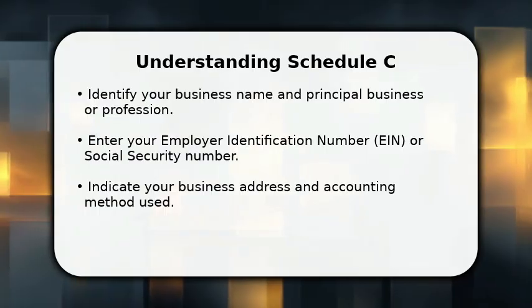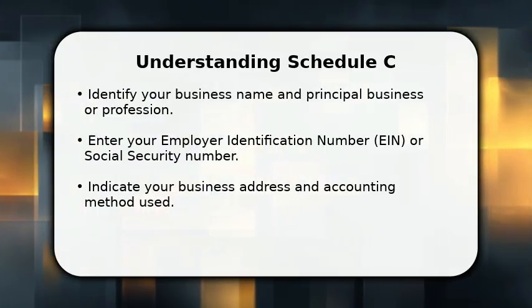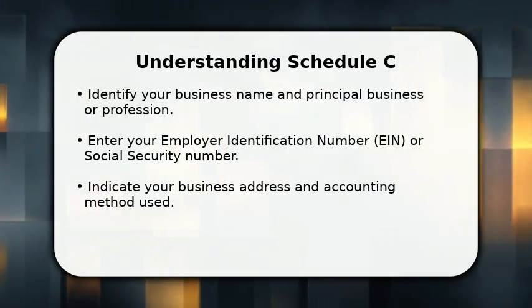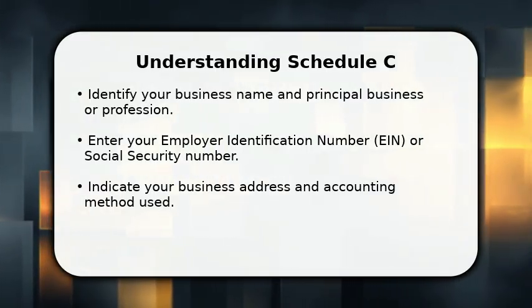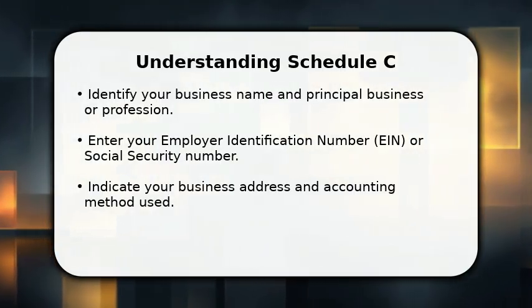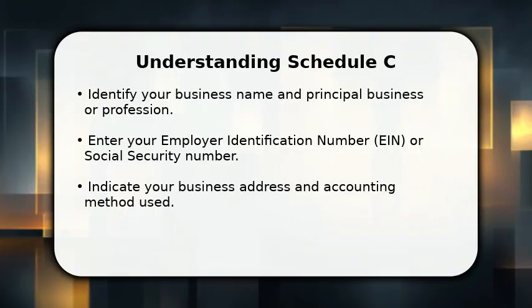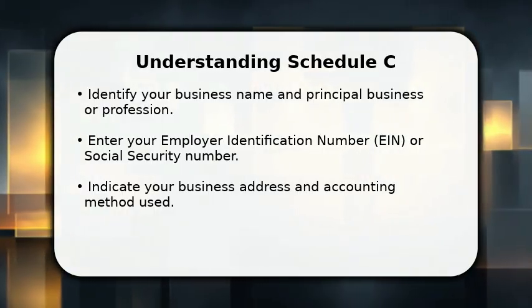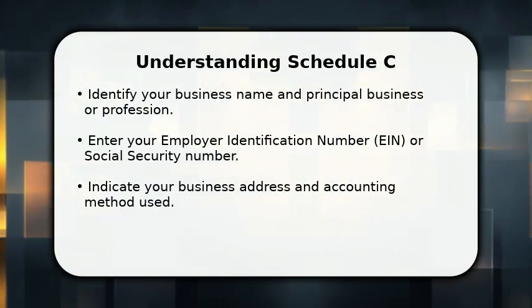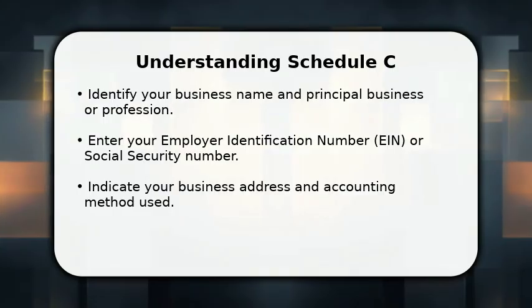In this video, I will explain how to fill out a Schedule C form step by step. First, you'll need to provide your basic business information. This includes your business name and the type of business you operate. Make sure to enter your correct employer identification number or social security number. Also, specify your business address and the accounting method you use, whether it's cash or accrual.